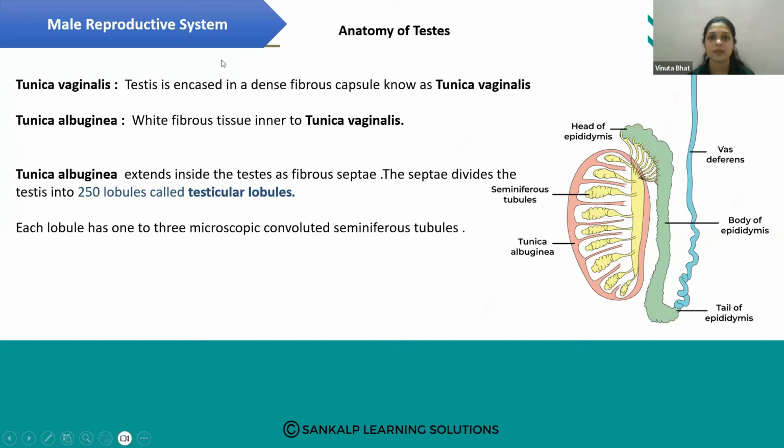If you see the anatomy of the testes, the testes are encased in a dense fibrous capsule known as the tunica vaginalis. That is the outermost fibrous capsule. The tunica albuginea is white fibrous tissue inner to the tunica vaginalis. So, white fibrous tissue.